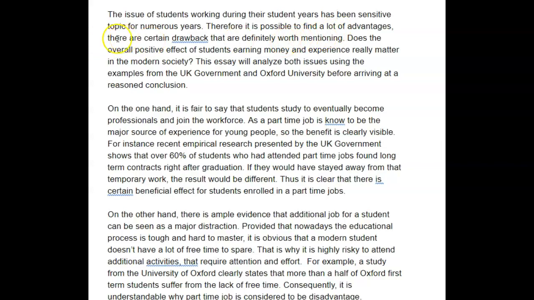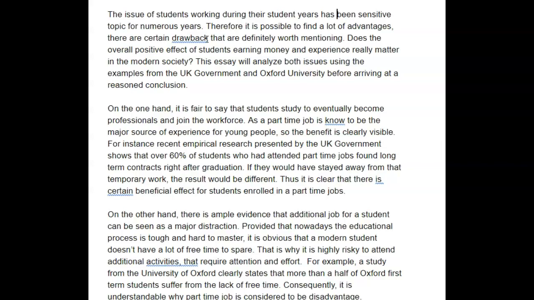All right, you're missing a cohesive device here to show contrast because these are two opposing statements. So let's try it one more time. Therefore, it is possible to find a lot of advantages. However, there are certain drawbacks that are definitely worth mentioning. Does the overall positive effect of students earning money and experience really matter in the modern society?